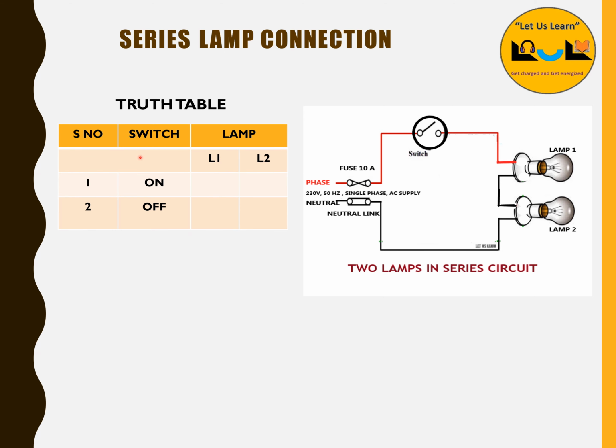So in this truth table, whenever the switch is in on position, it gives current to lamp 1 and lamp 2. So whenever it is on, both lamp 1 and lamp 2 will glow. See here, L1 is glowing and L2 is glowing. Whenever the supply is off, the switch is in off position. At that time, L1 is off and L2 is also off. So this is the truth table for the series lamp connection.